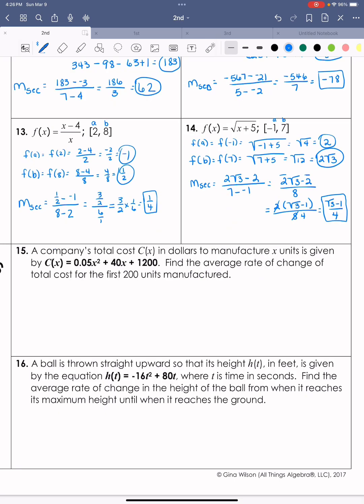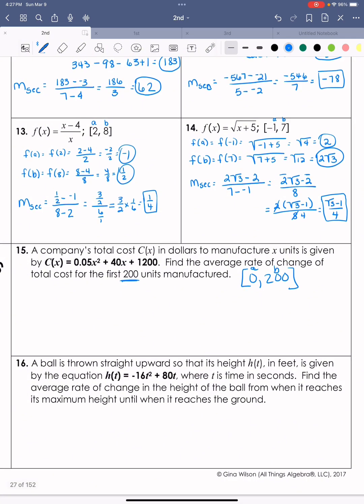Our next two problems are application problems, so let's have a look at this. Number 15 says a company's total cost, C of X in dollars, to manufacture X units is given by the quadratic equation there. Find the average rate of change of the total cost for the first 200 units manufactured. So what is our interval here? Well, your interval is from 0 to 200. So this is A, this is B. Now we're just going to go ahead like we've been doing.